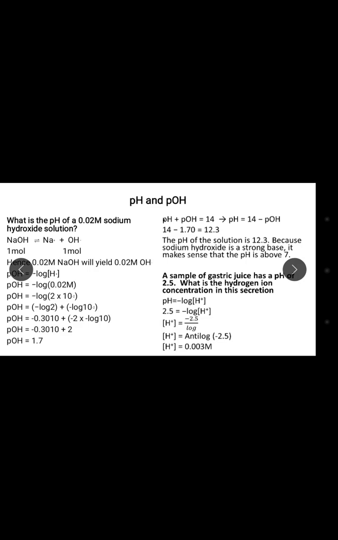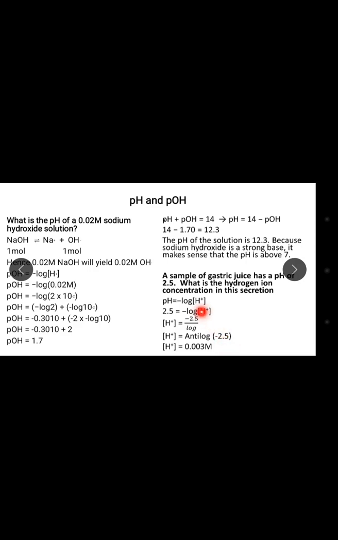Now our log is inverse. What we have here is the inverse of log, and you've been told that the inverse of log is anti-log. So what you are just going to do is find the anti-log of minus 2.5. Please, when you are finding this, press second function log of minus 2.5. You have this value, 0.03 molar hydrogen ion concentration.